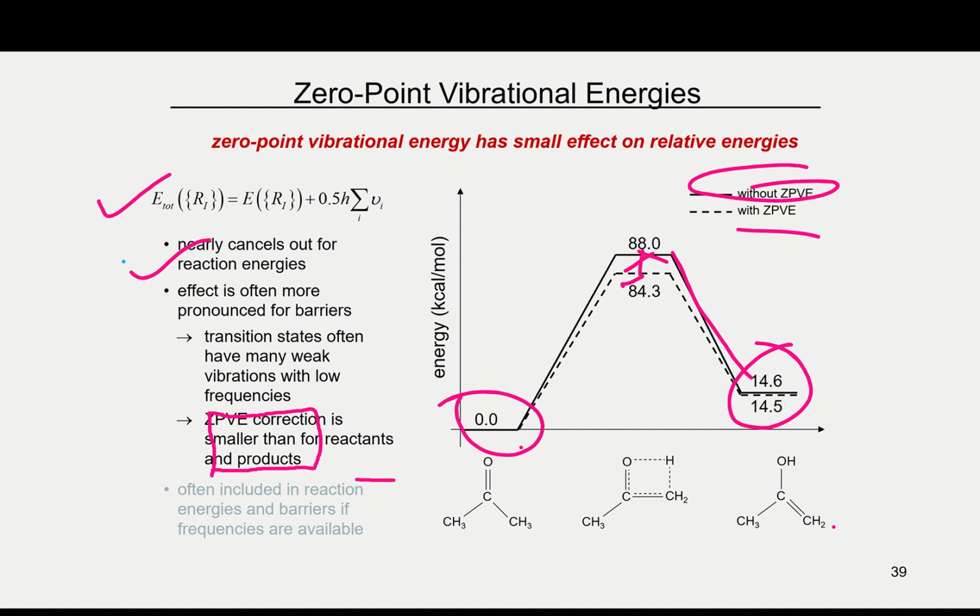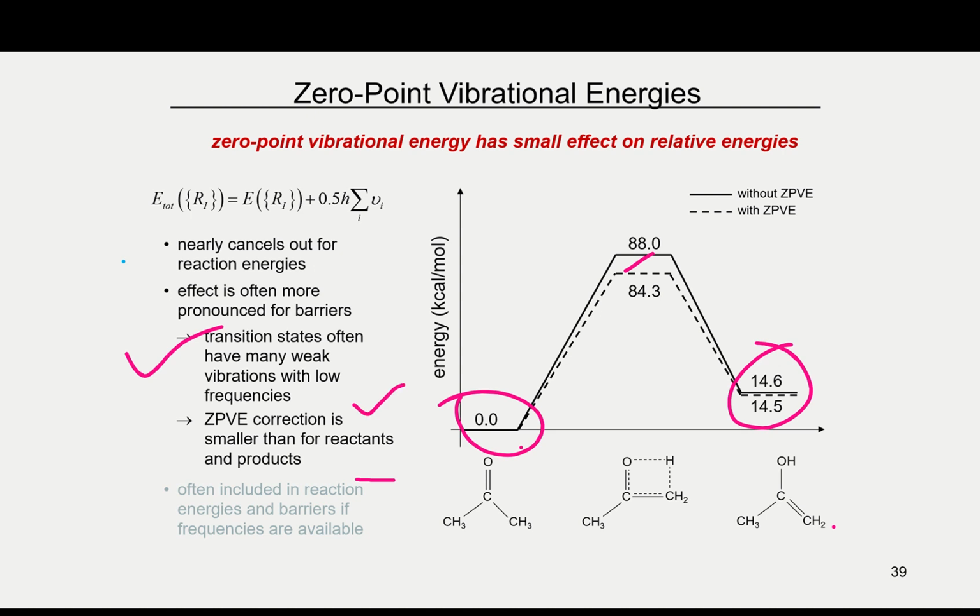Transition states often have many weak vibrations with low frequencies, and the zero-point vibration energy correction is smaller than for reactants and products. They are often included in reaction energies and barriers if frequencies are available.